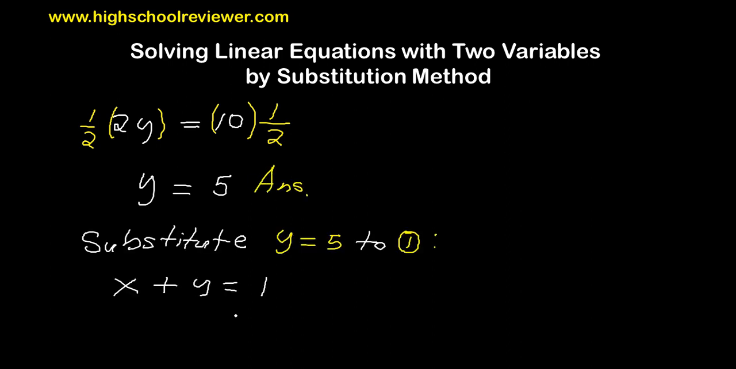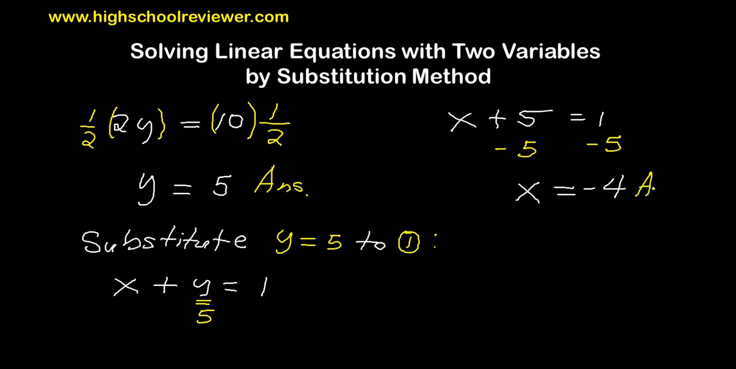We are now going to substitute y equals 5 into our equation 1. Our equation 1 is x plus y equals 1. The value of y here now will be positive 5. Our equation now will be x plus 5 equals 1. And to solve for the value of x, we need to cancel out positive 5. So to do that, we will just subtract 5 on the left and subtract 5 on the right. Positive 5 minus 5 is 0. What will be left here is positive x. And this will be positive 1 minus 5. This is negative 4. Therefore, x is equal to negative 4, and this is our second answer.